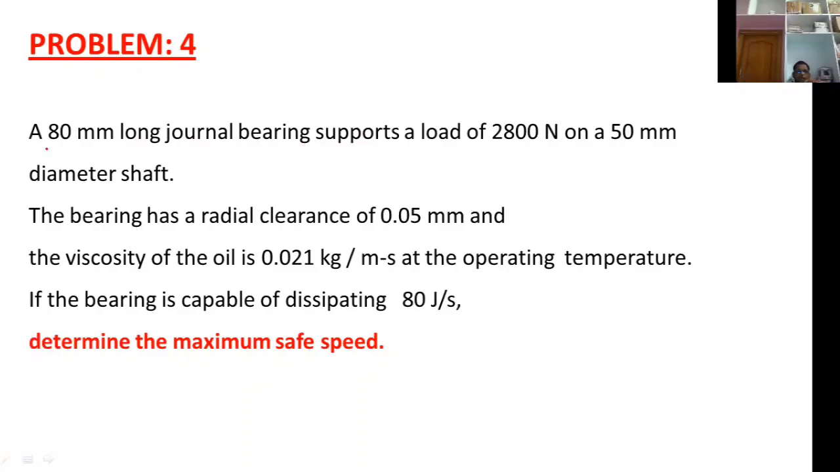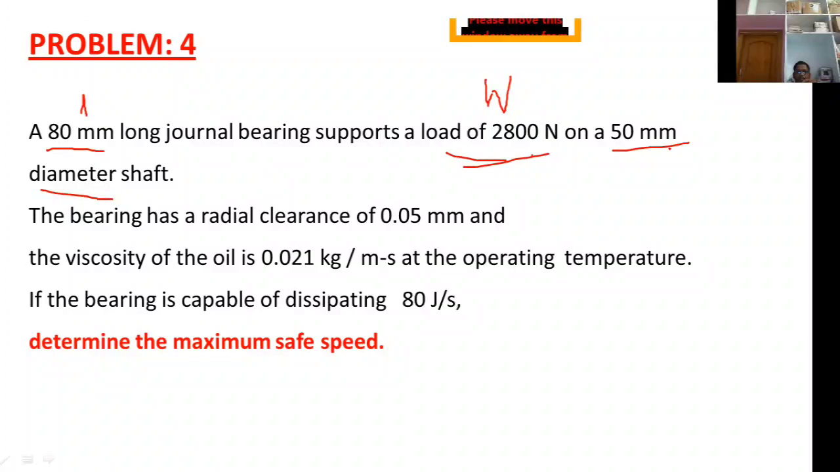Now this 80 mm long journal bearing. The value of length is given and load also given, that is W. And 50 mm diameter, the diameter of the shaft also given, that is small d. Small d equal to 50 mm and L equal to 80 mm. Length of the shaft equal to 80 mm, load W equal to 2800 newtons and diameter d equal to 50 mm.